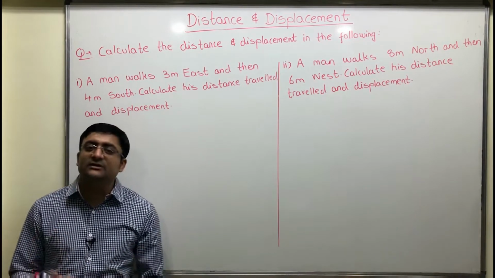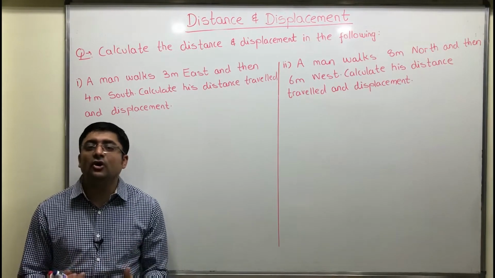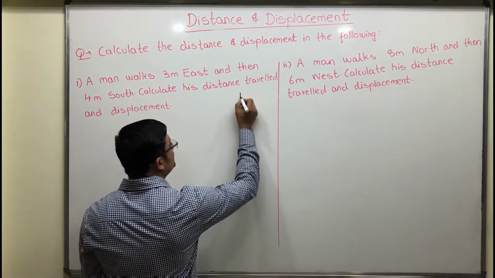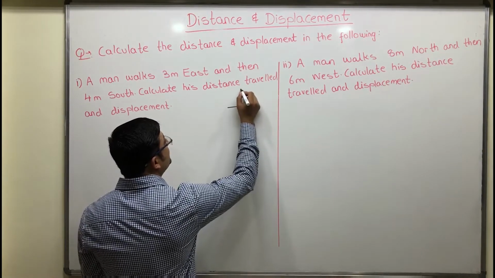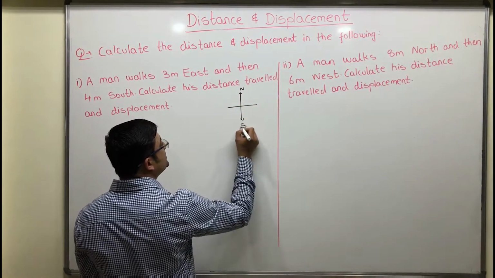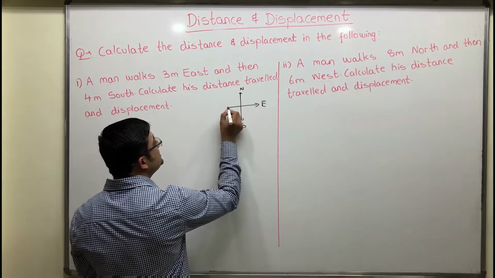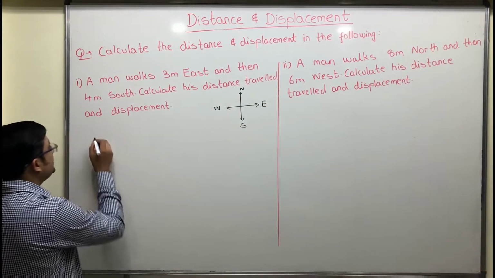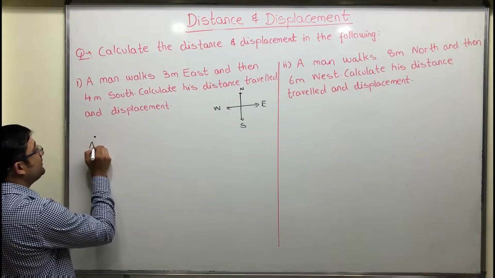So see guys, whenever there's a question related to directions, north, south, east, west, make the directions so that you don't get confused. So see, this over here is north, this over here is south, this over here is east, and this over here is west. Now the first step is draw your figure. So let's say this over here is the starting point A.